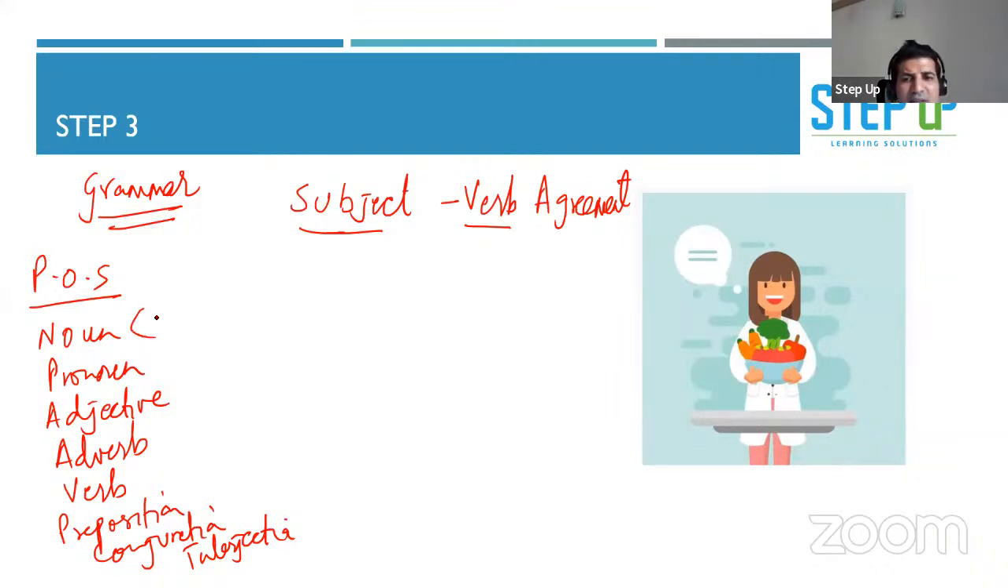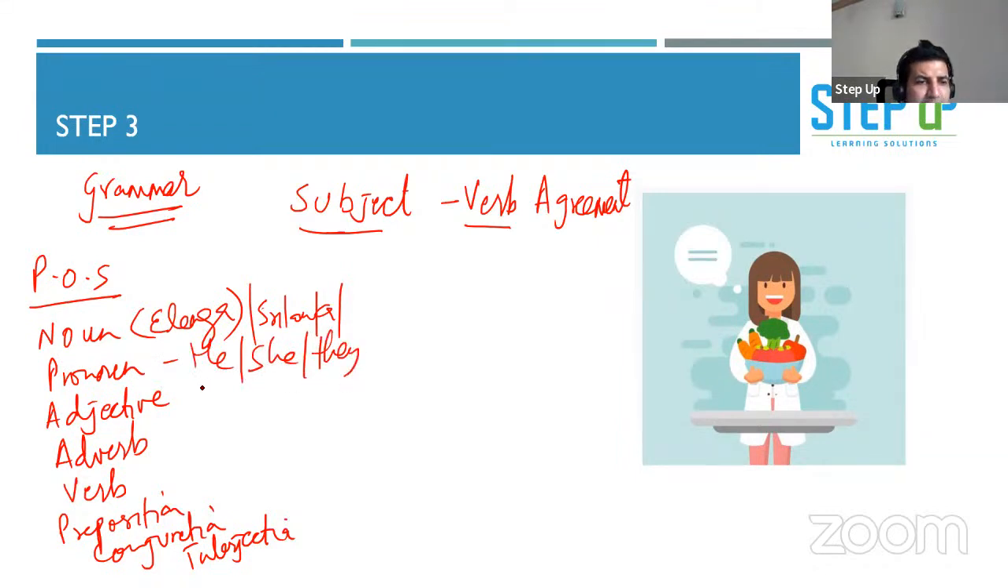So for noun, for example, if I say Elenga, that's the name of a person, right? Or if I say Sri Lanka, that's the name of a country. Pronoun means he, she, they. Adjective is something that describes the quality of something. For example, if I say Amani is intelligent, intelligent is an adjective describing that person.